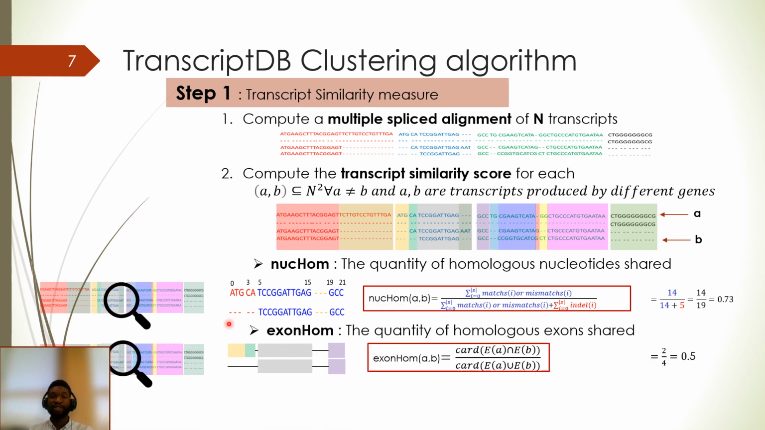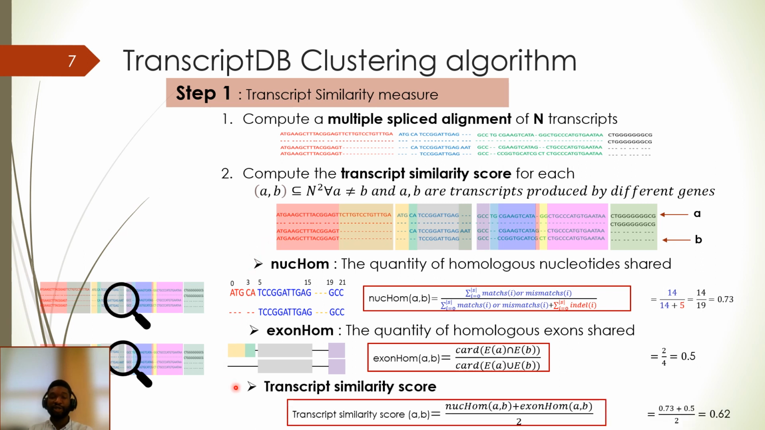The transcript similarity score also accounts for the quantity of exons shared, called exon-om, which is equal to the exon blocks in common divided by the set of all exon blocks. In this example, the number of exon blocks shared is 2, and there are 4 exon blocks, so the exon-om is equal to 0.5. The colored rectangles in this alignment represent the exon blocks.